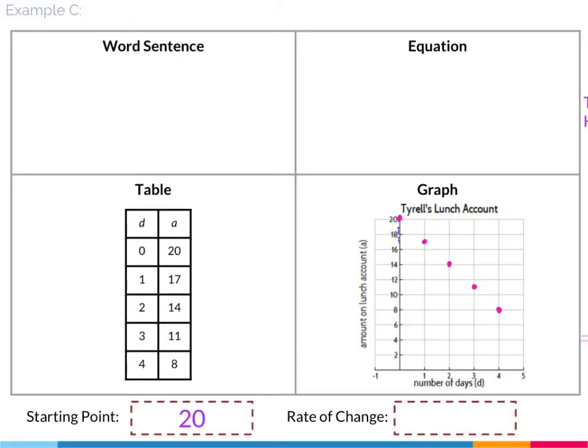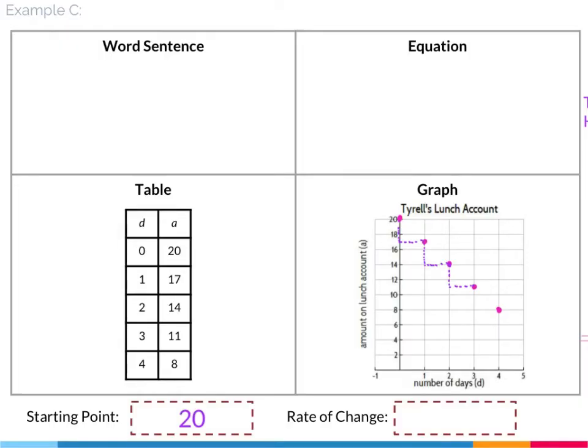Looks like we're going down 3 and then over 1. So it looks like what's happening is we're going down $3, because it says the amount of lunch money in an account and number of days. So it looks like we're going down $3 every day.